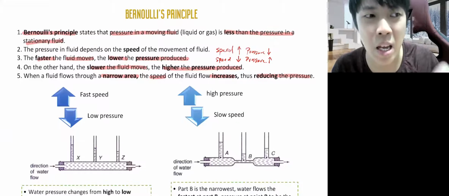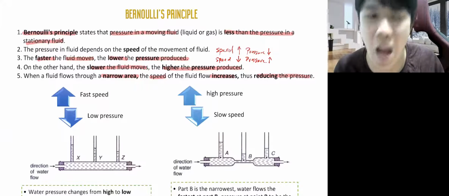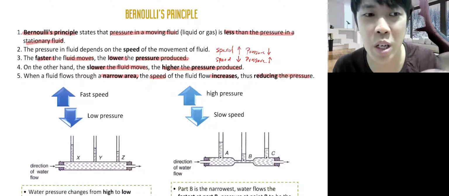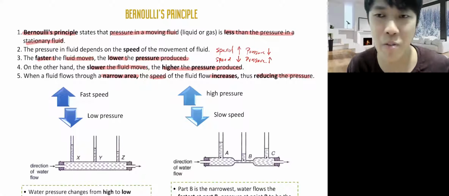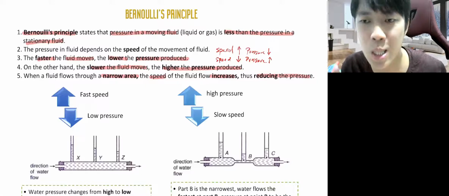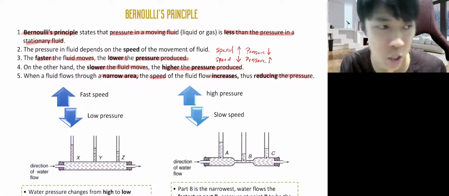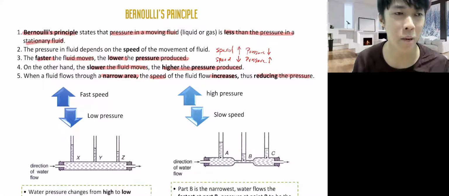Those areas have very high speed air flowing through. Hence, those areas have very low pressure of air. Okay, so that's basically what number 5 means to us here. Narrow area, faster speed, hence lower pressure. Okay, Ken? So that's basically Bernoulli principle lah.